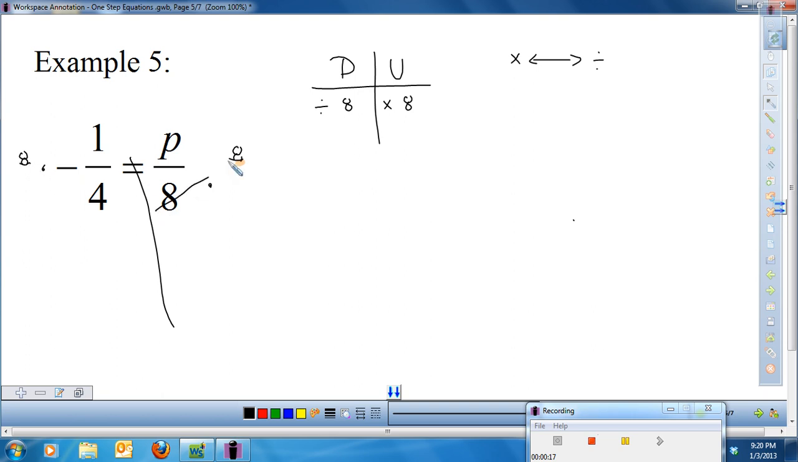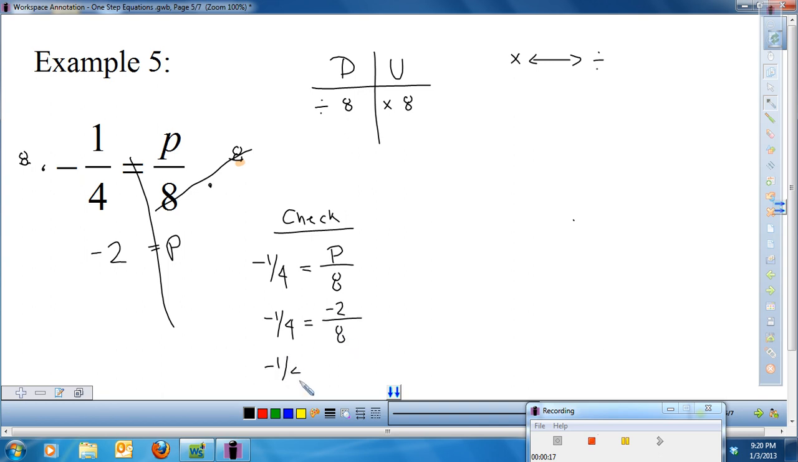Now on this side, these 8s cancel. I'm going to bring down my p. 8 times negative 1/4 is a negative 2. So let's check to see if that works. I have negative 1/4 equals p over 8. I'm going to bring down my negative 1/4. I just got that p was negative 2, so negative 2 divided by 8. And when I divide those, I get negative 1/4 equals negative 2 divided by 8. That's negative 1/4.